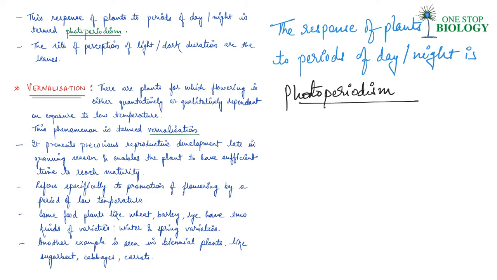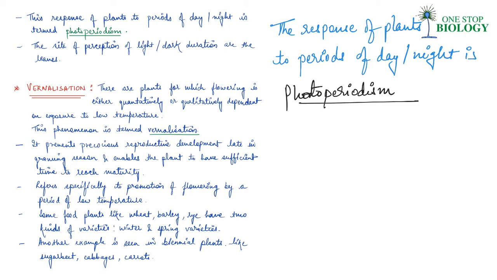Okay, now there is an interesting fact as well. While the shoot apices modify themselves into the flowering apex prior to flowering, they by themselves cannot perceive photoperiods. So the site of perception of light or dark duration is not the apex which forms the flowers, but the leaves.